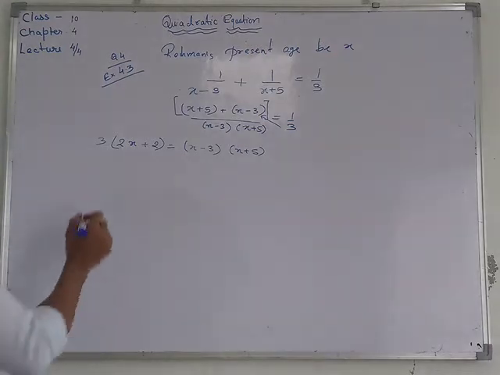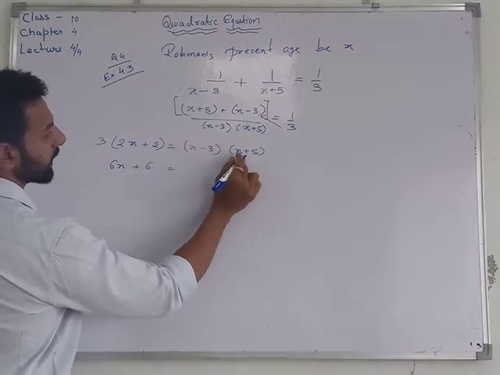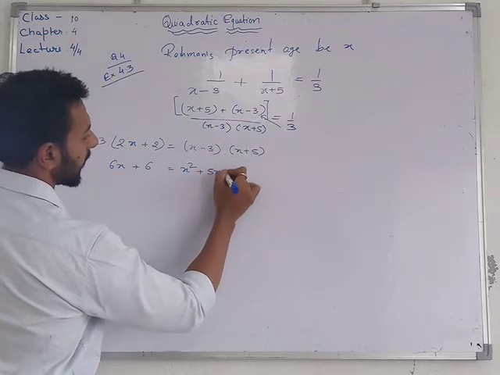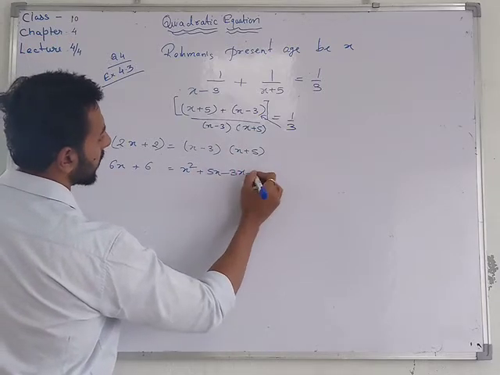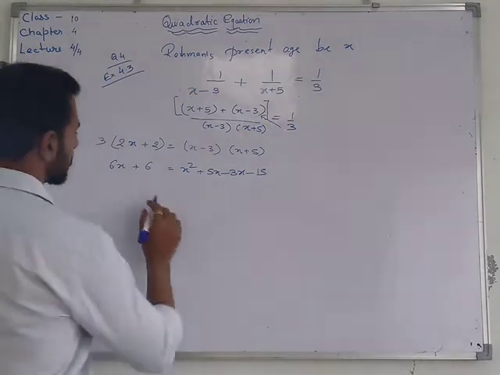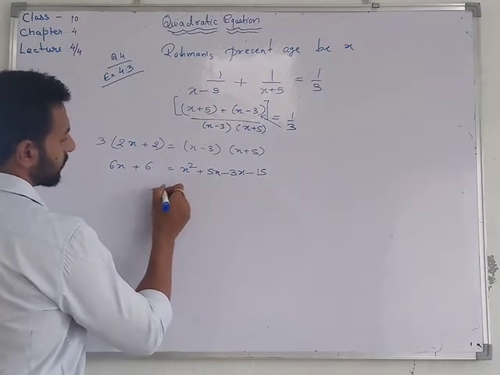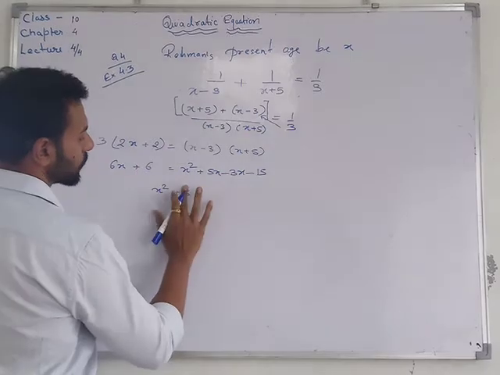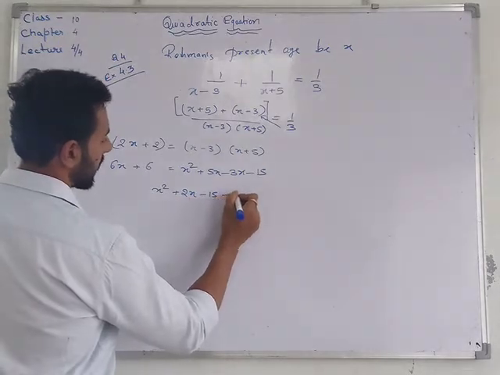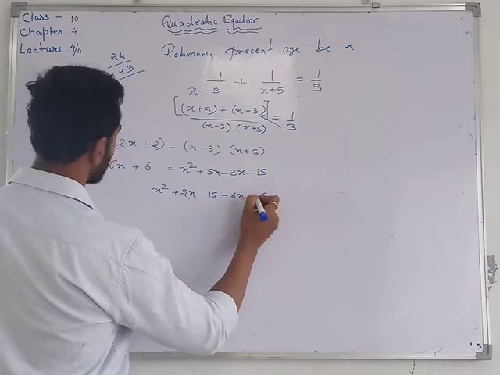Now solving this, we will be getting 3 into 6x plus 3 into 6, x into x is x square, x into plus 5x minus 3x minus 15. Now solving this, taking 6x plus 6 to the right hand side, x square plus 5 minus 3 will be 2x minus 15 minus 6x plus minus 6 is equal to 0.